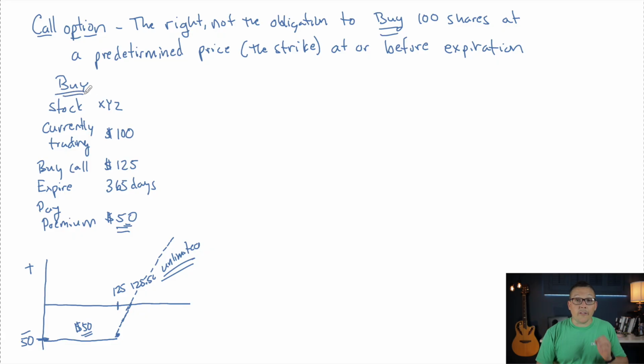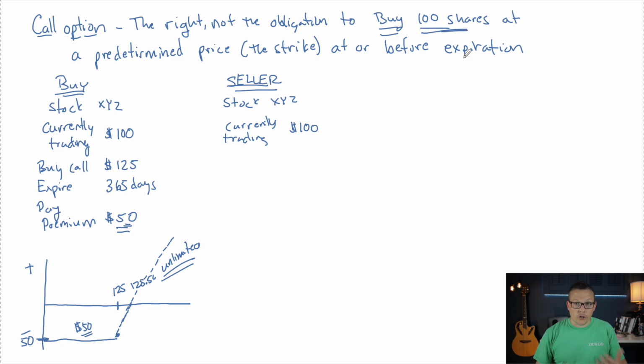So if we look, this is the buy side. And if this is confusing, I'm going to relate it to something that might be a little bit easier to understand. Stick with me for 1 second. This is going to be the seller. Then we'll also look at some of the similarities and the differences. So this same stock, XYZ, it's currently trading for $100. Now, the buyer is going to have the right and the obligation to buy 100 shares.